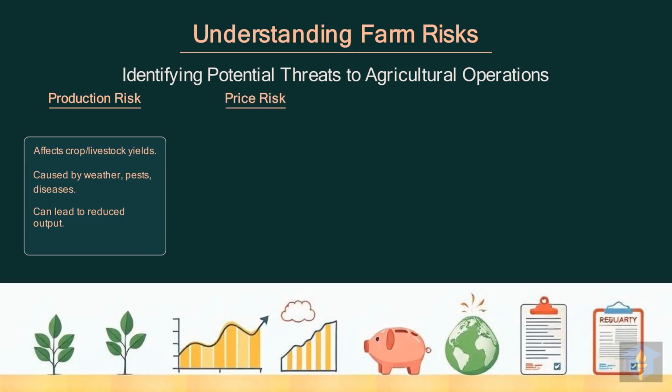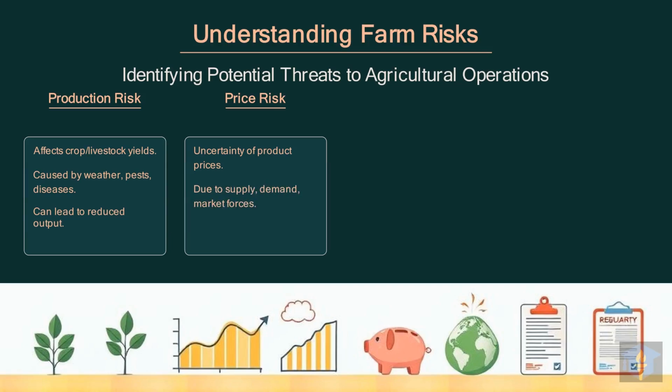Next, we have price risk, which involves market uncertainties that affect profitability. This involves the uncertainty of product prices when you bring goods to market. Price fluctuations occur due to supply changes, demand shifts, and market forces. These price variations directly impact the farmer's revenue and overall profitability.